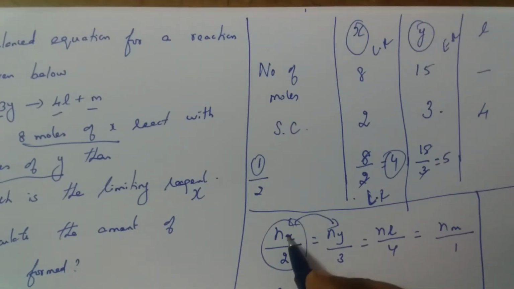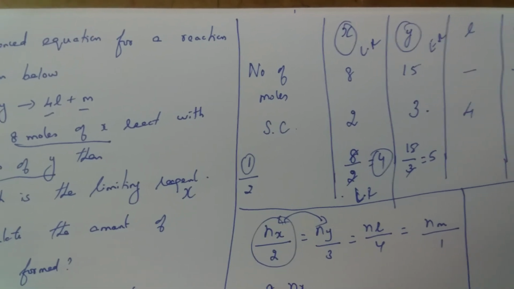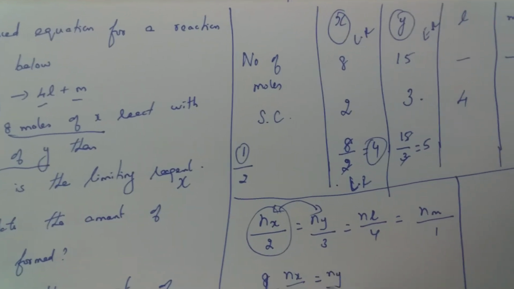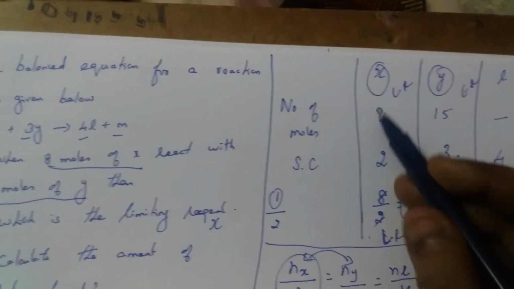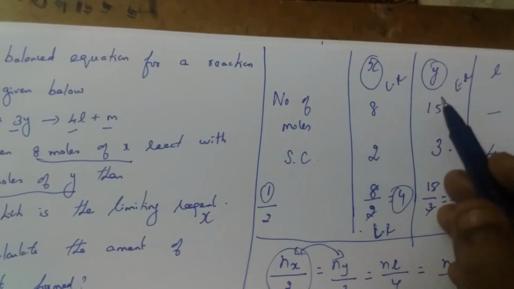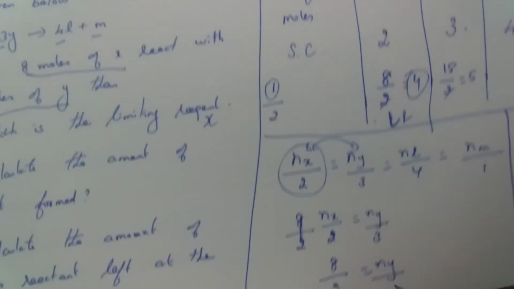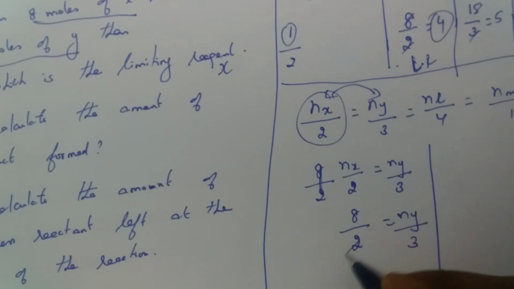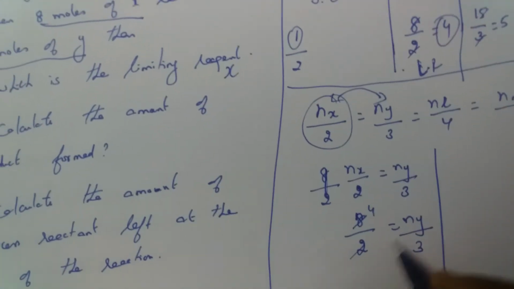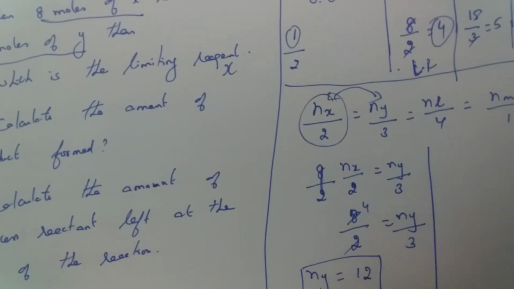Number of moles of X, you write like this: Nx by 2 is equal to Ny by 3. What is the value for X? Here X is the limiting reagent, so we have to fix this value. Therefore, 8 by 2 is equal to Ny by 3. What do you get? 4. Therefore, 4 into 3 is 12. Therefore, the Ny value is 12.